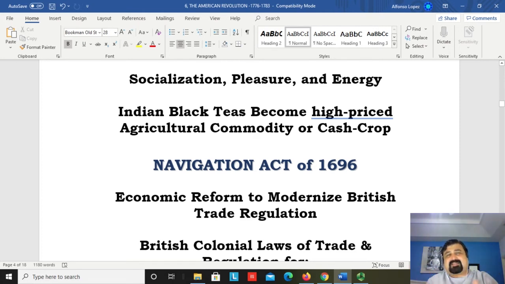And so what that means is that as there's a growing demand for tea in Europe and in America, we're going to see that Indian teas, those black teas, are going to become a highly prized, very valued commodity in the European markets, in America, and around the world at large. This is going to be now a new cash crop that is going to gain a lot of significance again in the world market.